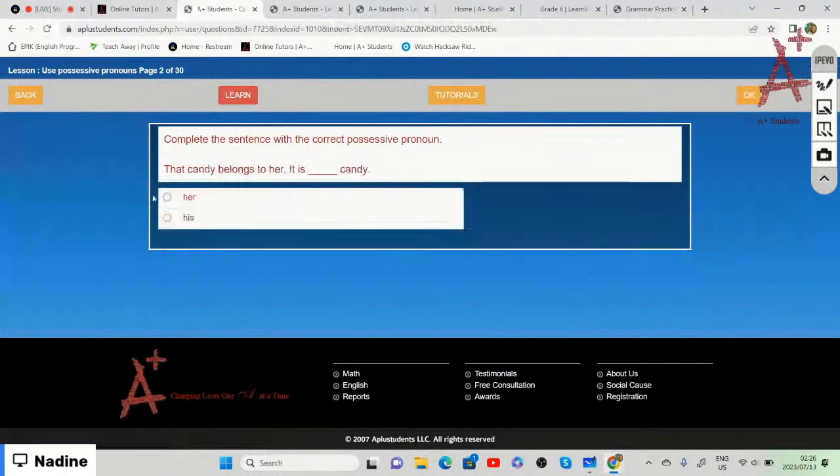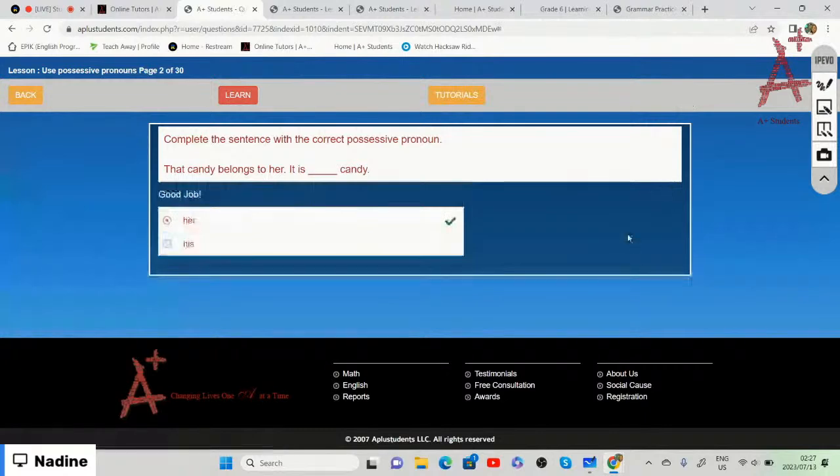That candy belongs to her. So if the candy belongs to her, then is it her candy or is it his candy? All right, so if the candy belongs to her, then we can say it is her candy. So if you have that, then well done.